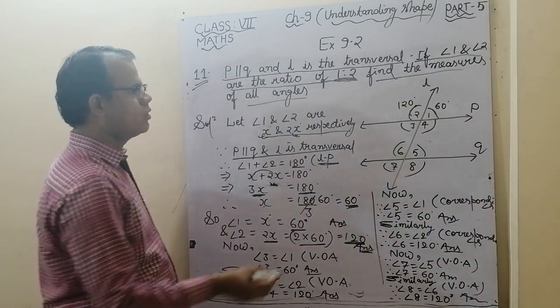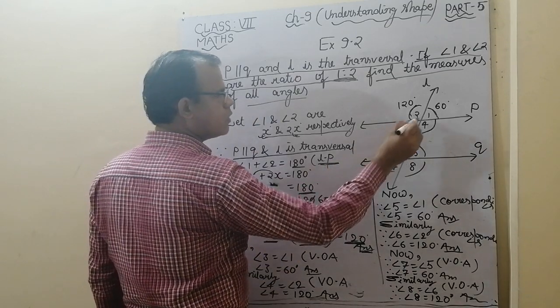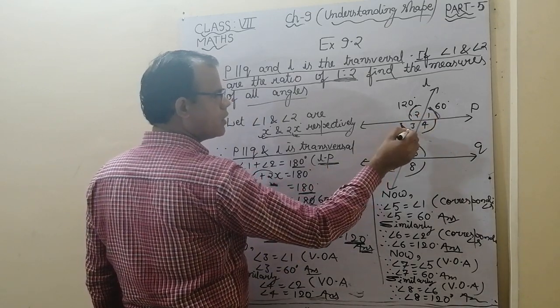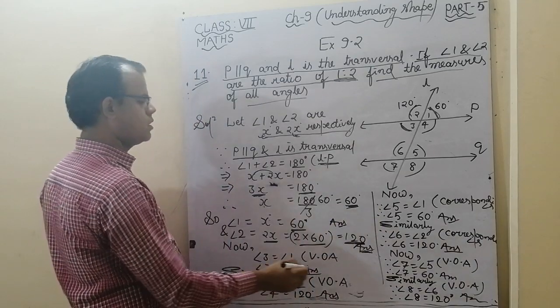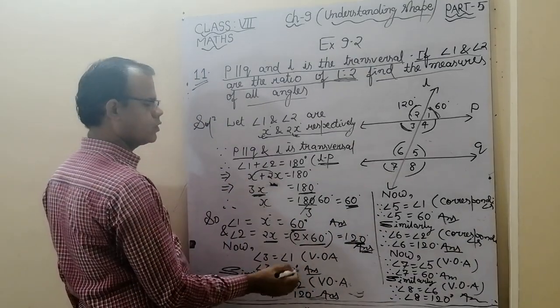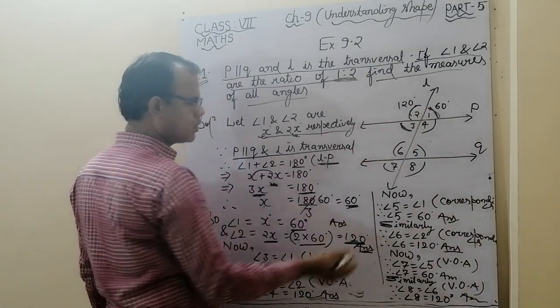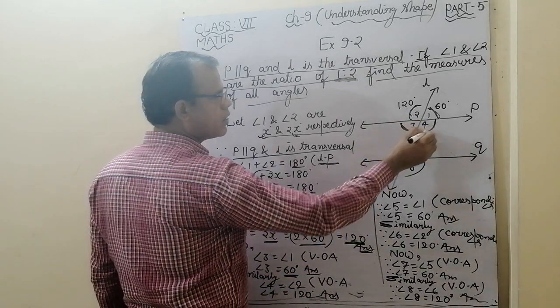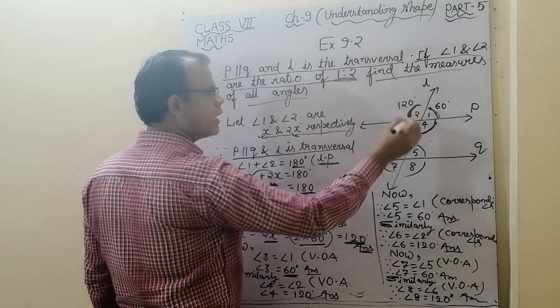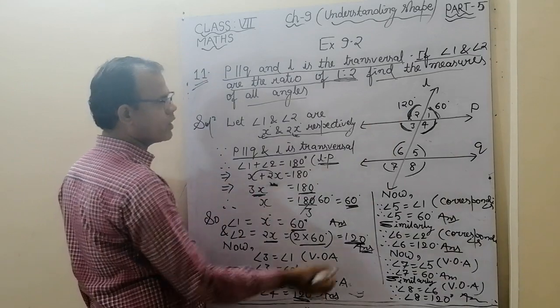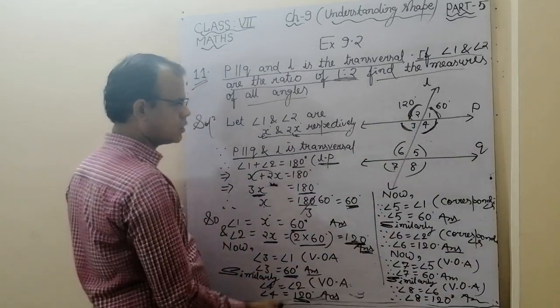Now angle 3 equals angle 1. So angle 3 is 60 degrees. Third answer. Why? Vertically opposite. Similarly, angle 4 equals angle 2. Why? Vertically opposite. So the value of angle 4 is 120 degrees.